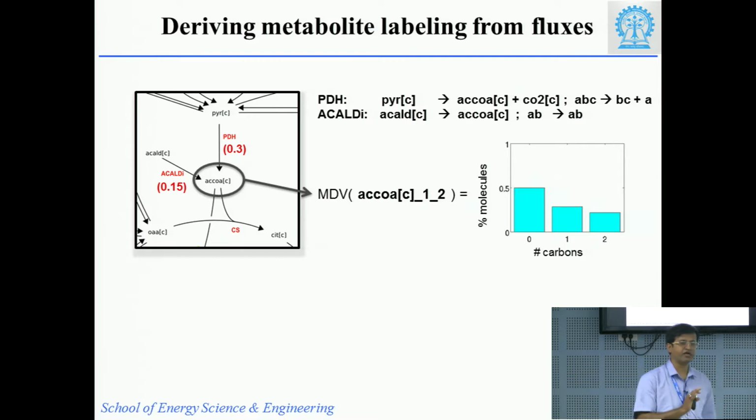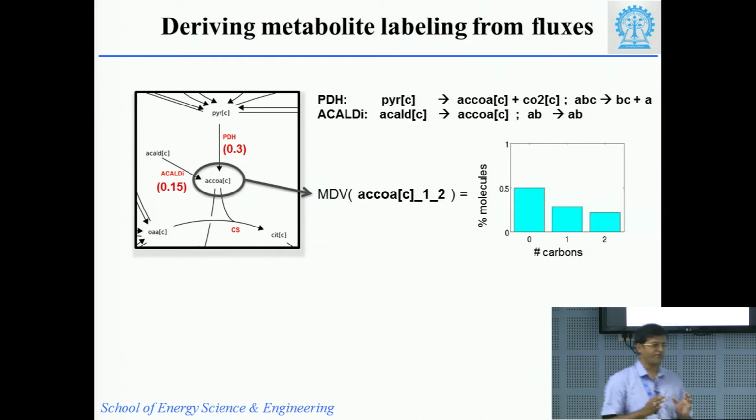I want to calculate the MDV for this reaction. Pyruvate has 3 carbons, one is in CO2. Yes, right, you are right. So, this is the reaction: pyruvate is converted into acetyl coenzyme A plus carbon dioxide. I want to calculate the MDV for acetyl coenzyme A. And I know this reaction.